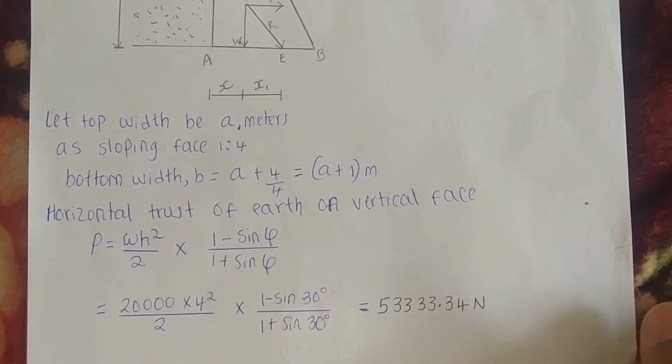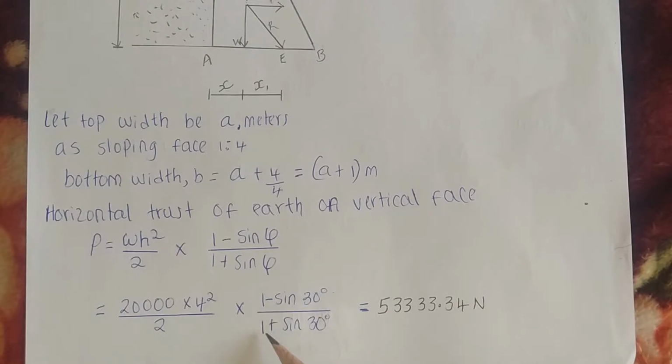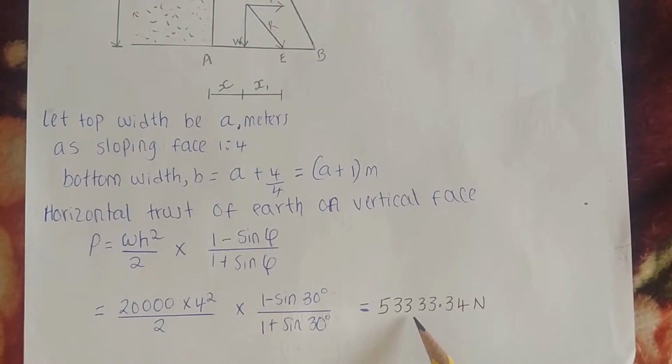And then first of all we shall calculate the horizontal thrust of the earth on the vertical face. So our P is equal to the unit weight of earth multiplied by the height of the earth squared all over 2 multiplied by (1 minus sine of the angle of repose) divided by (1 plus sine of the angle of repose). So replacing the values, 20,000 multiplied by 4 squared all over 2 multiplied by (1 minus sine 30) all over (1 plus sine 30), you will get your answer as 53,333.34 newtons.